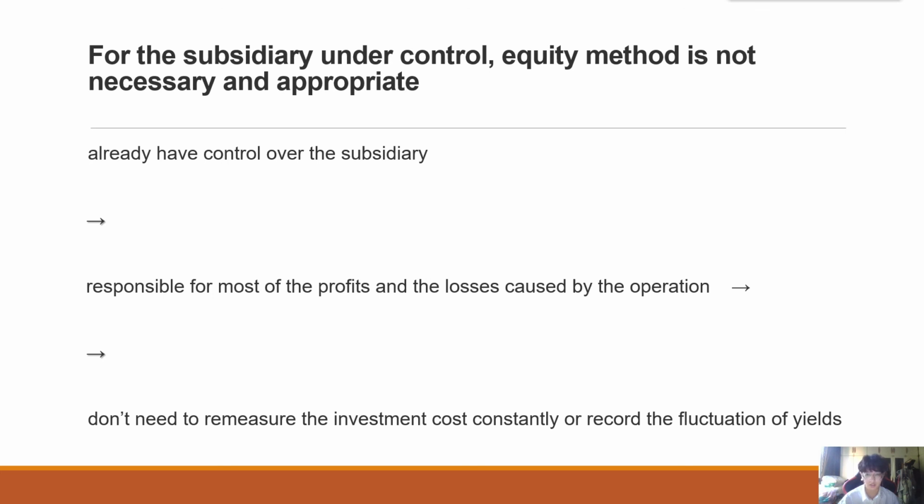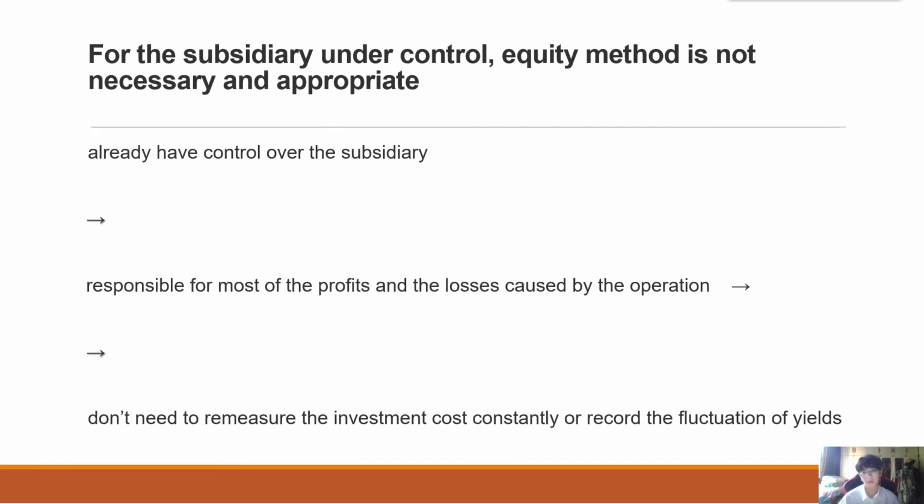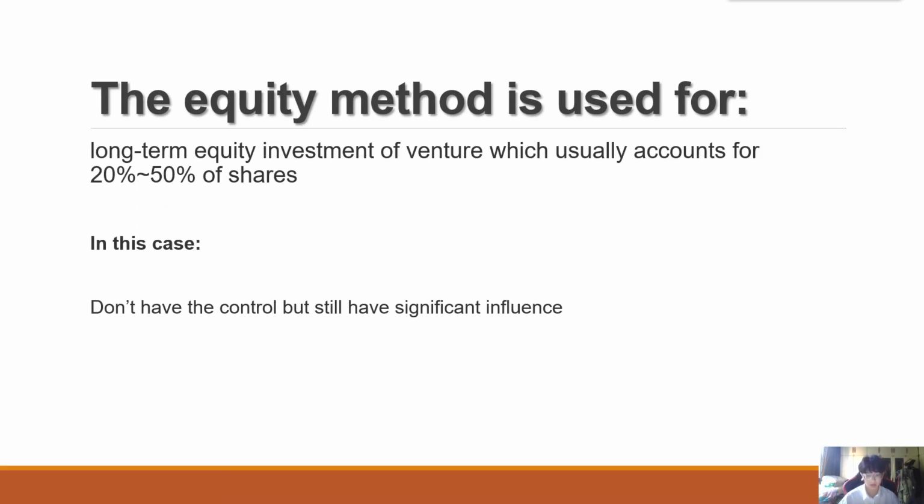As a result, for the subsidiary under control, the active method is not necessary and it is also not appropriate. Since you already have control over the subsidiary, you will be responsible for most of its profits and the losses caused by the operation, which means you don't need to remeasure the investment cost constantly or record the fluctuations of yields. In contrast, the active method is used for the accounting of long-term active investment of firms, which usually accounts for about 20% to 50% of the shares. In this situation, you will not have control over the company, but you will still have significant influence on it.